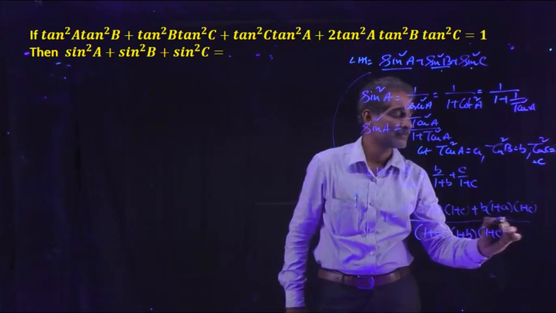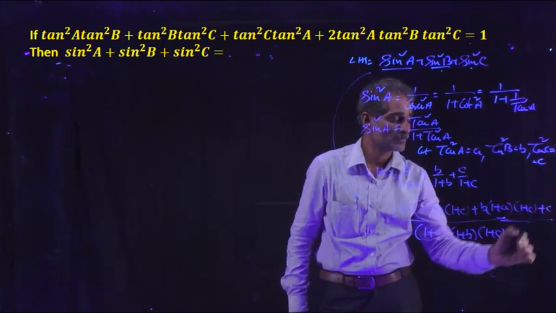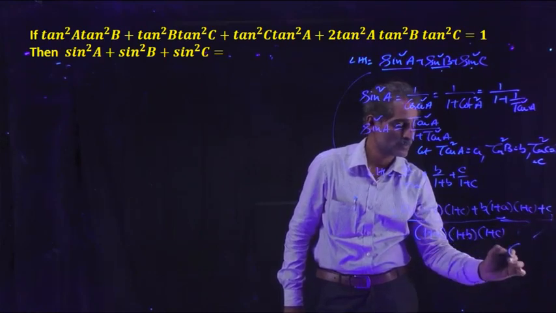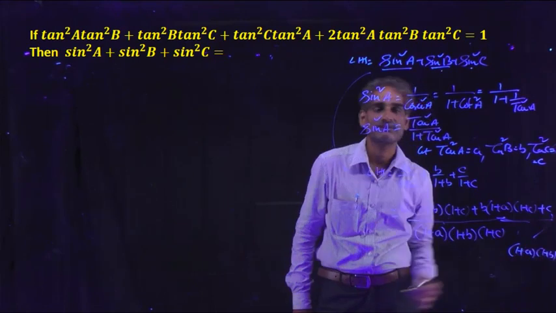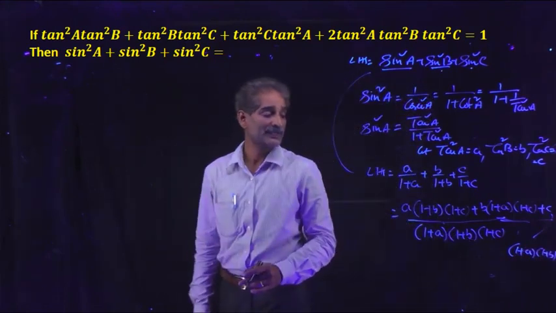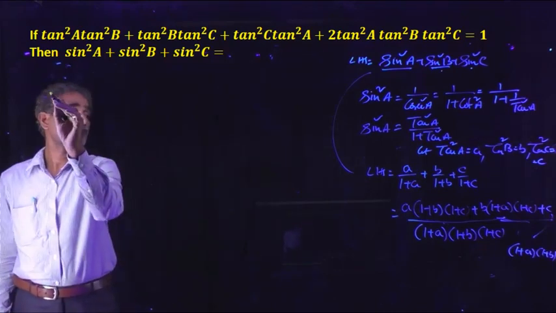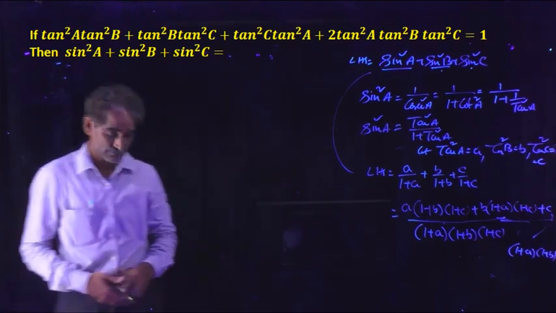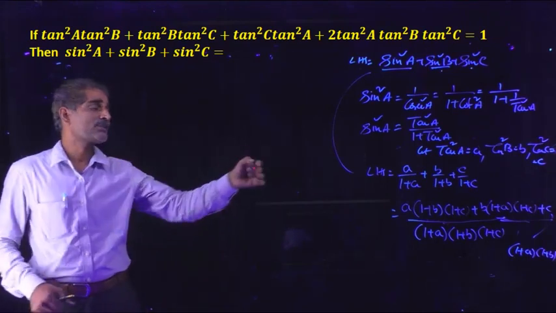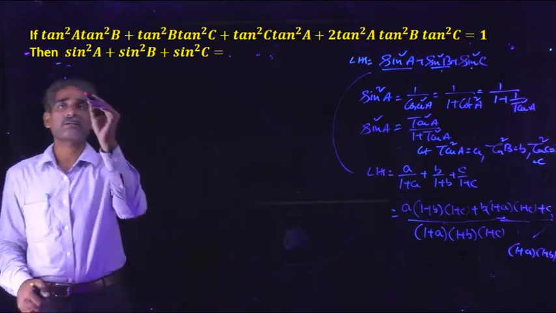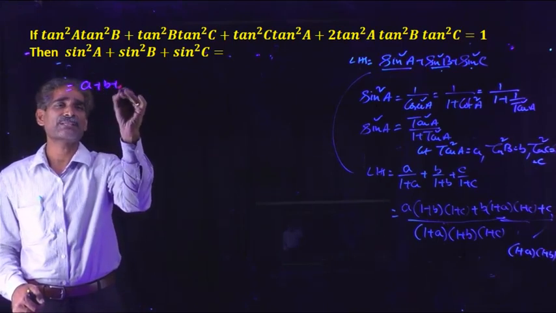Similarly, plus C into (1 plus A) into (1 plus B) is there. Just we have to simplify it. So first of all, from the numerator, after simplification we will get A plus B plus C.